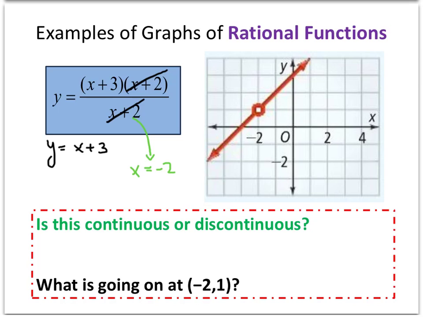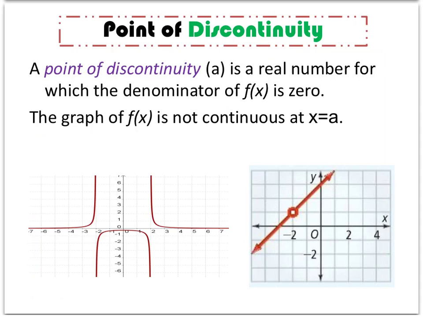Think about your inequalities whenever we graphed inequalities. Say I had x greater than 2. When I graph that on a number line, I would put an open dot on 2, and then I would shade to the right. That open dot symbolized that my function does not exist there. And that's exactly what's happening in this graph. So this is still a discontinuous graph because I have to lift up my pencil to jump around this hole and then keep going. A point of discontinuity is going to be a number a that makes my denominator equal to 0.